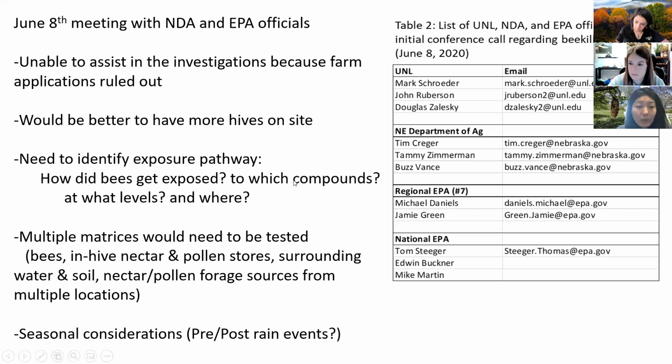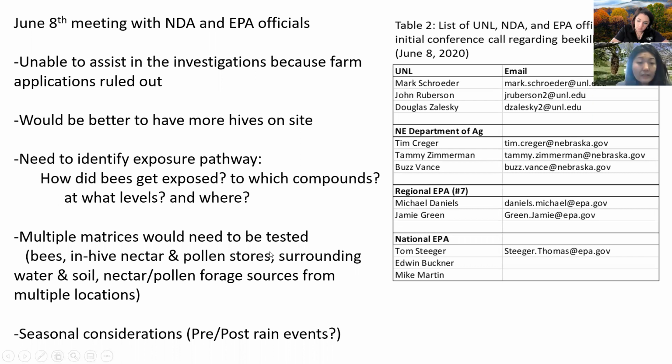What I didn't realize was that because we had ruled out on-farm practices occurring nearby, the Department of Ag couldn't help us because this sits outside of FIFRA. It was not a misuse of a pesticide application. It sits in a gray area. So we couldn't get assistance from the state or EPA with the pollinator investigation or the losses. We were asked to put out more hives and were charged with identifying where the bees were getting it, which compounds, at what levels and where.